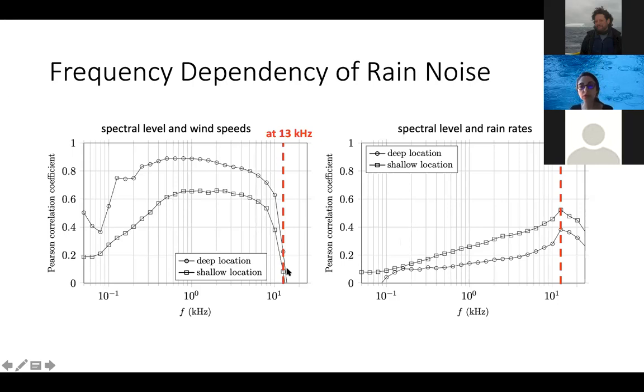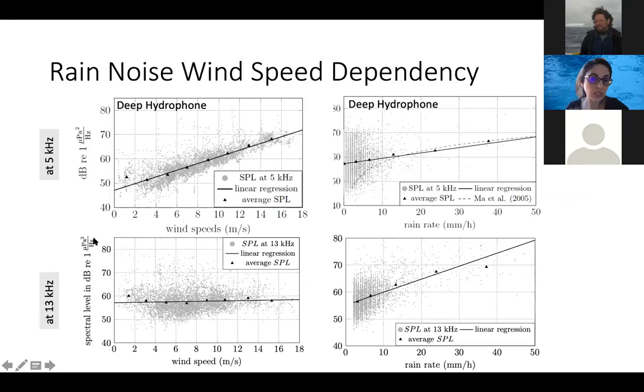So that's a perfect frequency in order to do the analysis if we only want to have one dependent variable and not deal with two dependent variables. And that's what I show here. I just picked the deep hydrophone and I show spectral level versus wind speed and rain rate. Wind speed is on the left side, rain rate on the right-hand side. The first row shows 5 kilohertz and the second row shows what we get at 13 kilohertz. So you see the dependency of spectral level on wind speed here and also on rain rate at 5 kilohertz. But at 13 kilohertz, it's almost independent from wind speed. It doesn't matter which wind speed we have, the spectral level stays almost the same. But it's a bigger function of the rain rate.